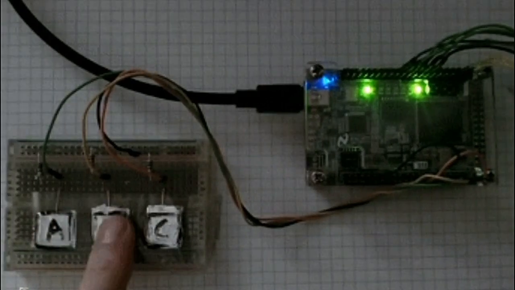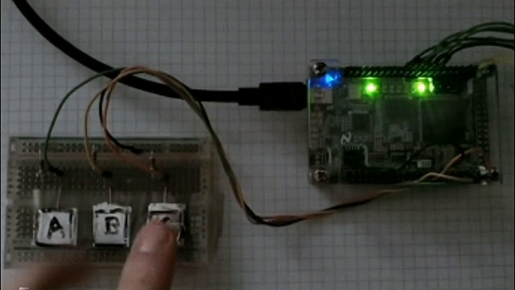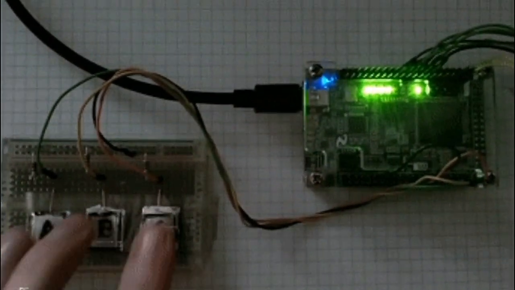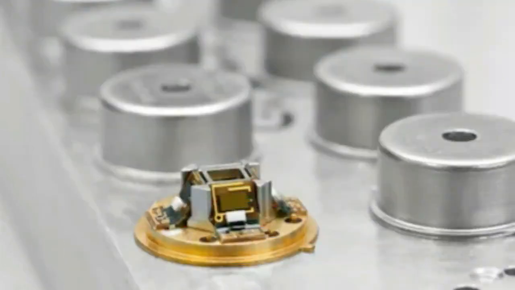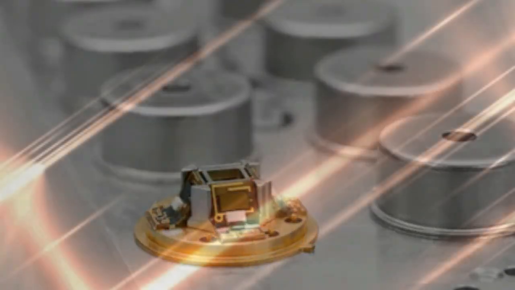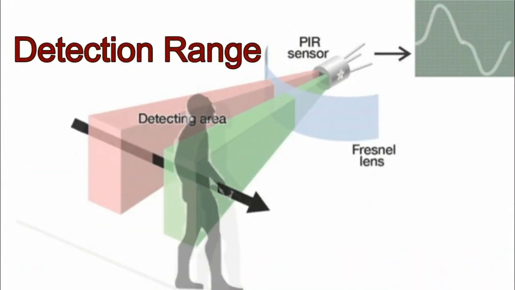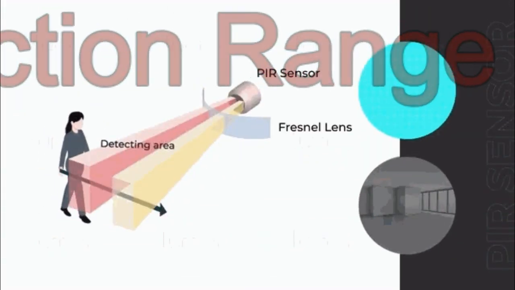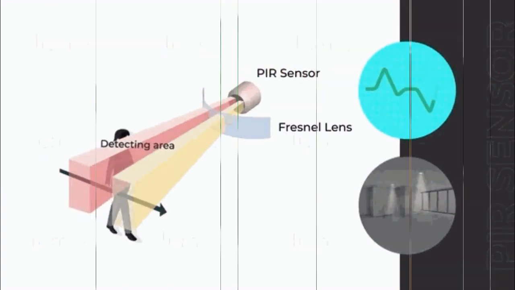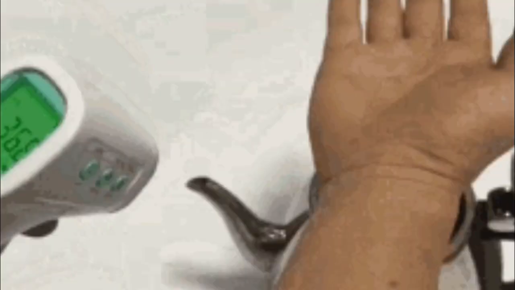The selection of an IR sensor depends on its type and intended use. Necessary specifications to consider include detection range. The detection range of an IR sensor, measured in units like centimeters or meters, determines its maximum distance for object detection or temperature measurement.